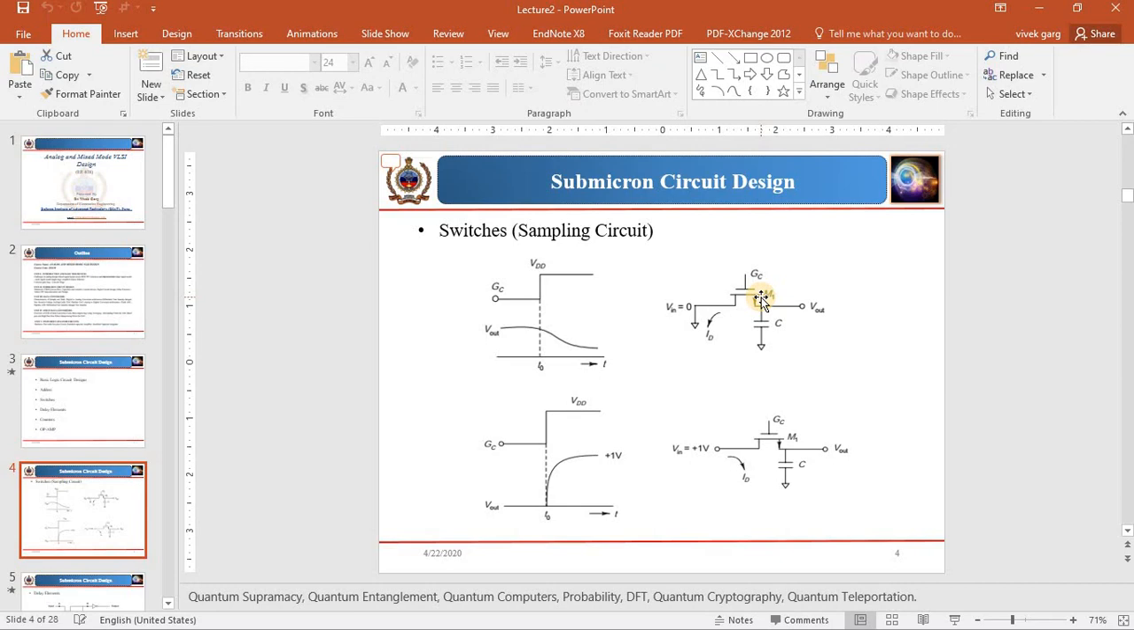saturation mode. Now, the output voltage after this condition will start to fall due to the discharging, and at the point when the output voltage equals VDD minus the threshold voltage VT, the transistor will go into the triode region. Right? In this triode region, the capacitor will discharge totally and take the output value to 0.